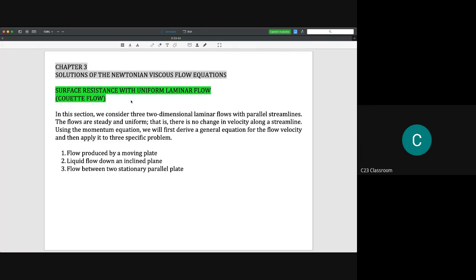Assalamualaikum and good afternoon. So we start our chapter 3 here. The title is Solution of the Newtonian Viscous Flow Equation. In general, we will learn about two basic flows, which are called the Couette flow and the other one is the Poiseuille flow.